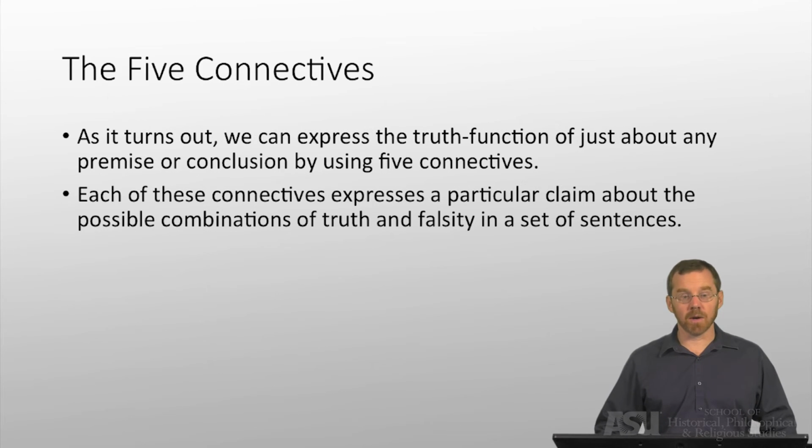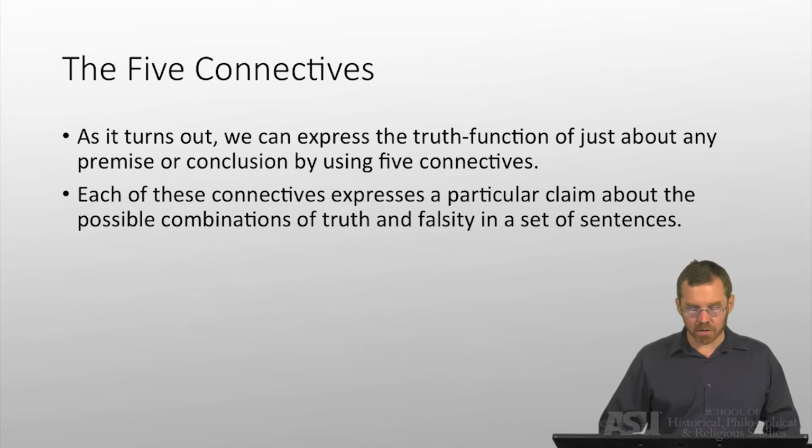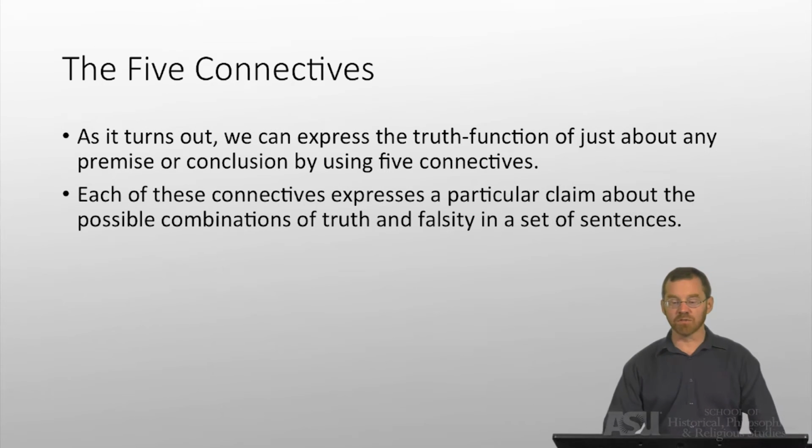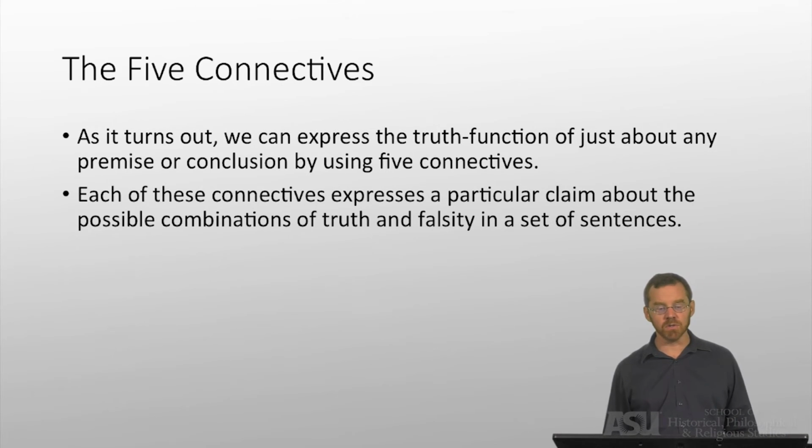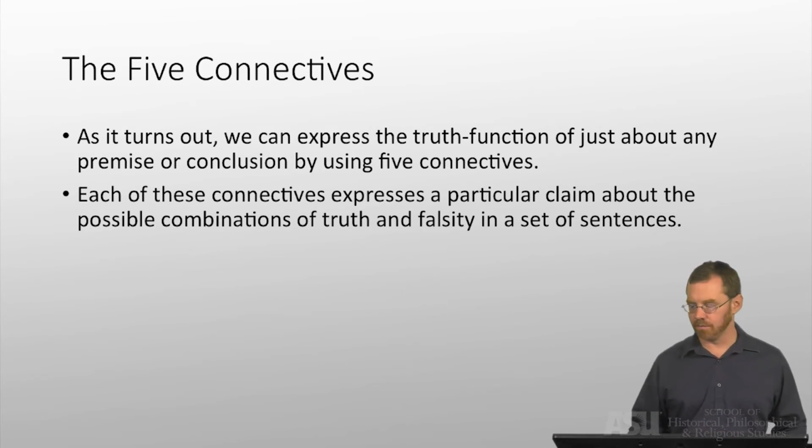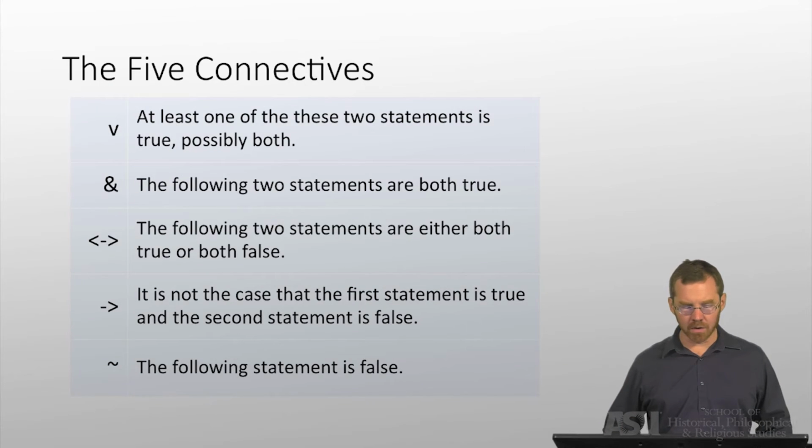This brings us around to our 5 connectives. As it turns out, we can express the truth function of just about any premise or conclusion by using 5 connectives. Each of these connectives expresses a particular claim about the possible combinations of truth and falsity in a set of sentences. So here are the big 5.